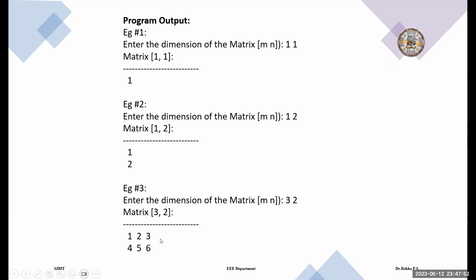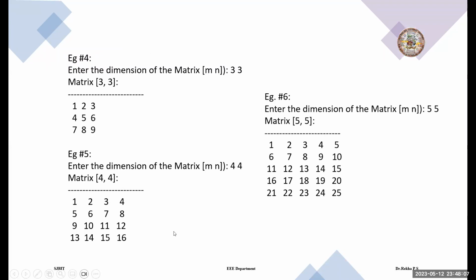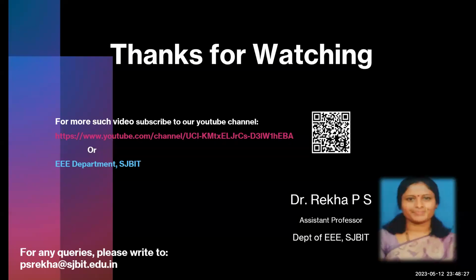Again, suppose I have entered the dimension of the matrix as 3, 2, then it will display matrix 3, 2. 3 stands for column, 2 stands for row, so 3 columns and 2 rows. Like this, I have entered many matrices with different dimensions. A 3 by 3 matrix, a 5 by 4 matrix, and a 5 by 5 matrix look like this. So this is how to display the matrix.